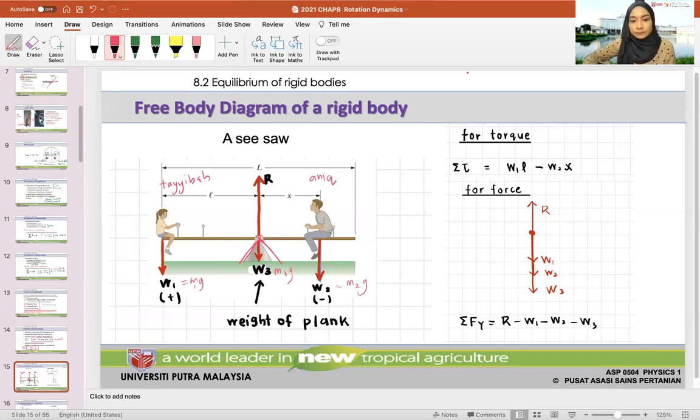So for the net torque, it's weird to say that. Net torque is equal to RF, right?